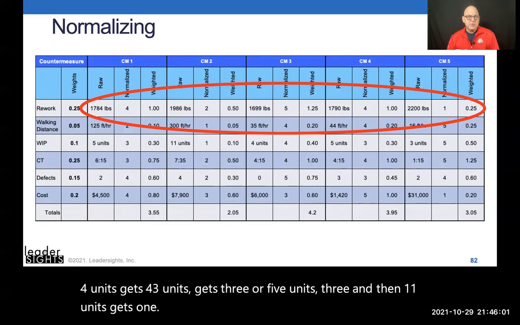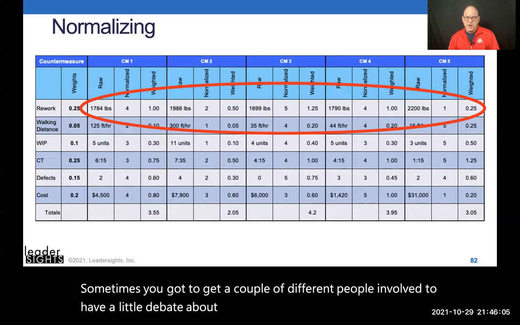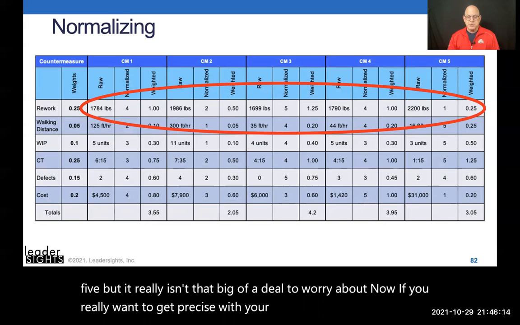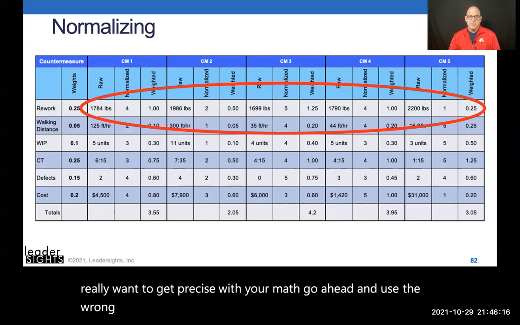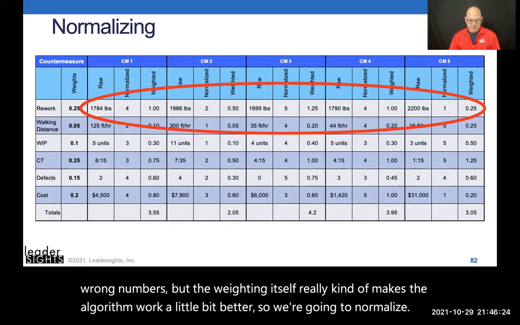Sometimes you got to get a couple of different people involved to have a little debate about whether you're going to have a 4 or 5. But it really isn't that big of a deal to worry about. Now, if you really want to get precise with your math, go ahead and use the raw numbers. But the weighting itself really kind of makes the algorithm work a little bit better. So we're going to normalize 1 to 5.